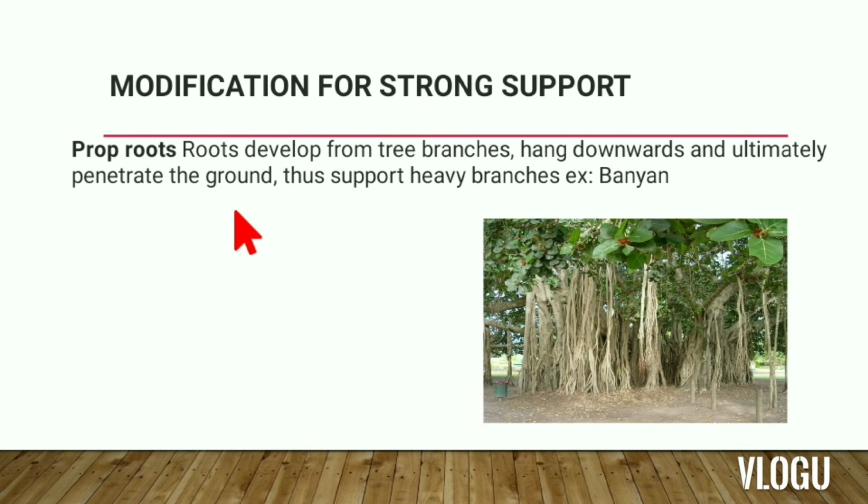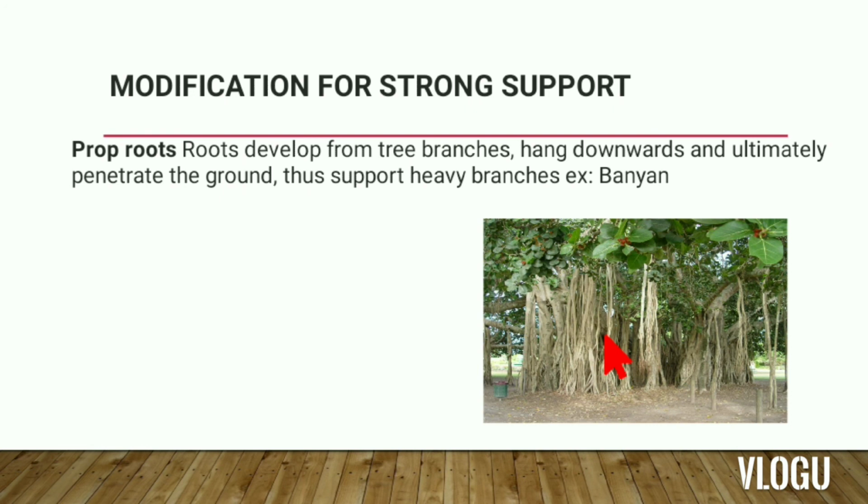The next one is the modification of a strong support system to the plant. Certain plants show strong mechanical support by developing straight downward, geotropically growing secondary or tertiary roots which strike from the aerial branches and go downwards and penetrate into the soil, thus making pillar-like structures. This overall structure helps the entire tree or plant to have a proper anchoring. So these are the roots which develop from tree branches, hang downwards and ultimately get deep into the ground, thus giving a heavy support system to the entire plant.